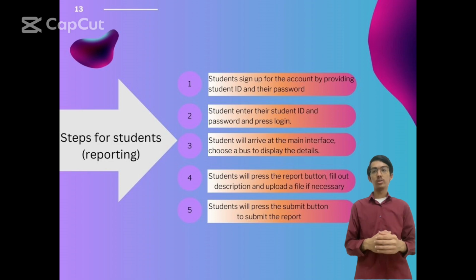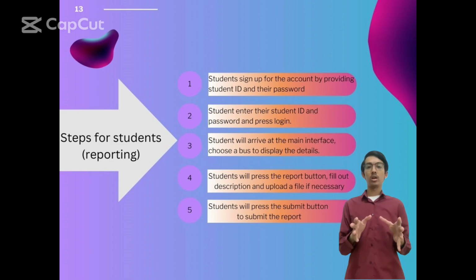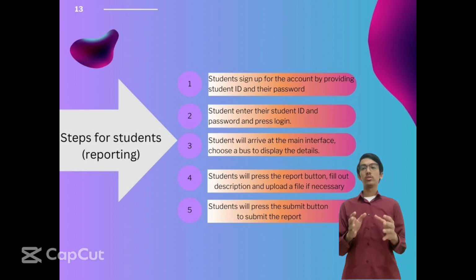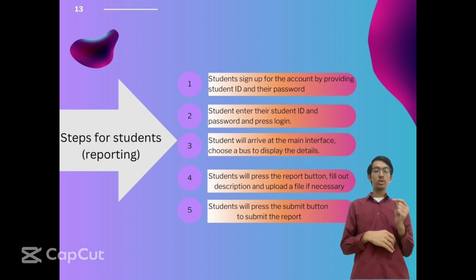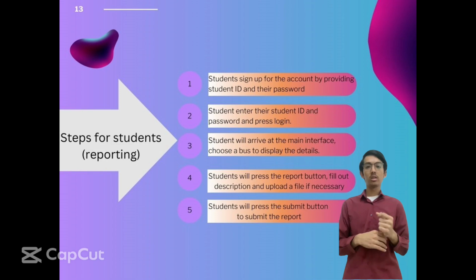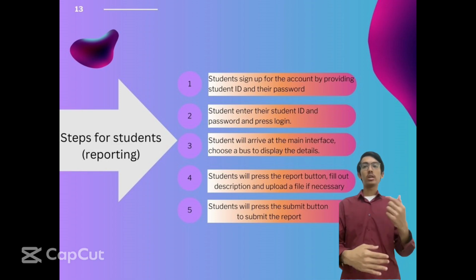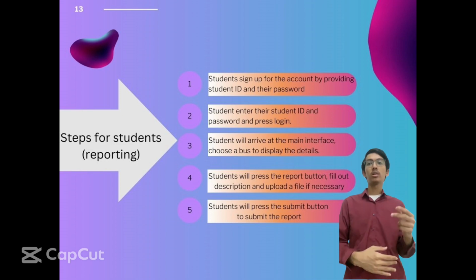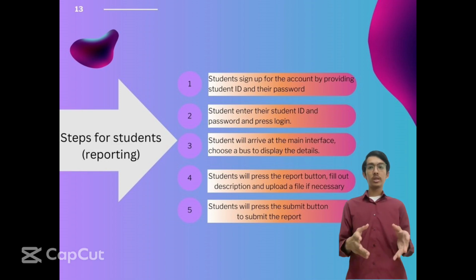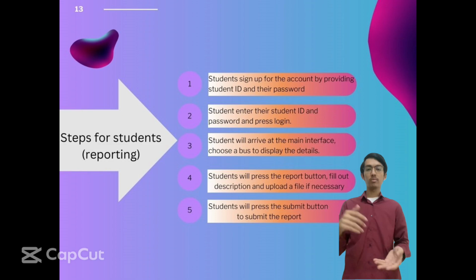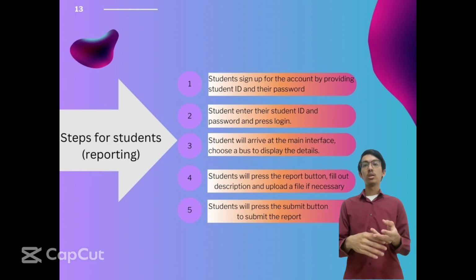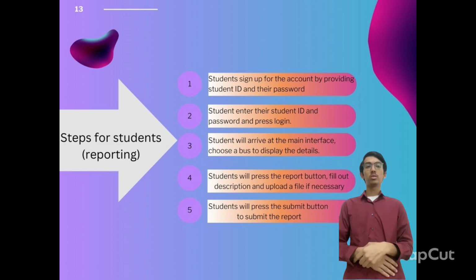Okay, now for the detailed steps for reporting for the students. First, students sign up. If the student is a new user, they need to sign up using their student ID and password. After sign up, they log in, press login. We arrive at the main interface, which is the map. They can also choose a bus, and then see the bus details.